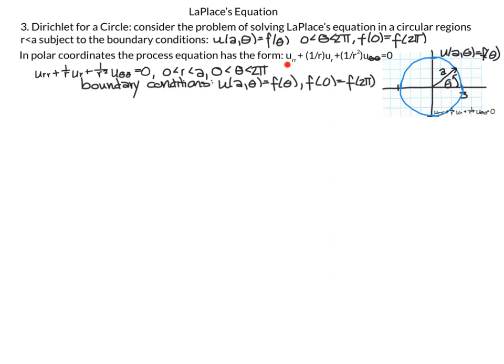So we'll have u second partial derivative with respect to r, plus 1 over r times the first derivative of u with respect to r, plus 1 over r squared times the second partial derivative of u with respect to theta. And I've rewritten it here. Again, r goes between 0 and a, and theta goes between 0 and 2 pi. And our boundary conditions, again, is that at r equals a, we have a function of theta, and then f of 0 equals f of 2 pi. Again, we have the periodicity with period equal to 2 pi.